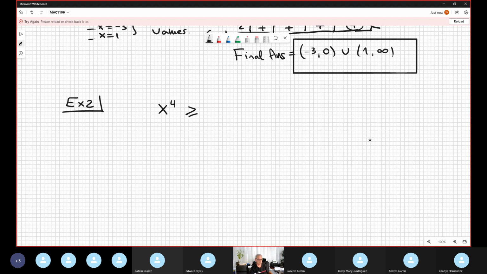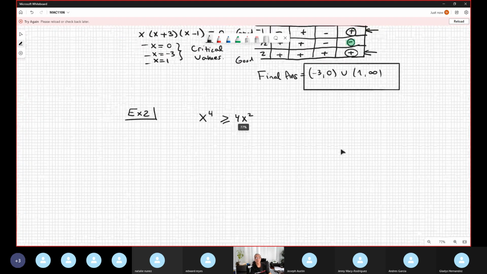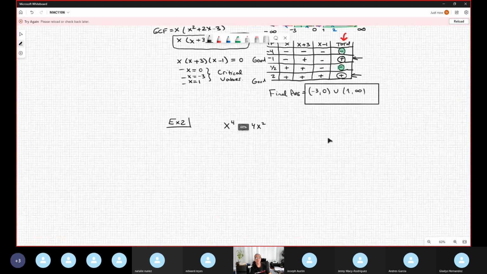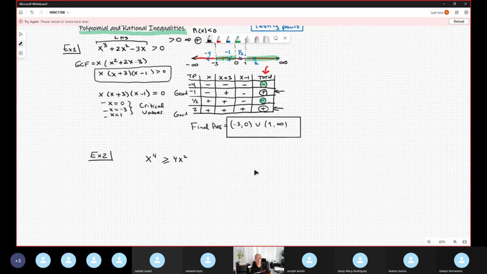Suppose the example 2 gets a little bit weird. Look at that. Something like that. It's a polynomial, but it's different from the first example because we have no right hand side 0.